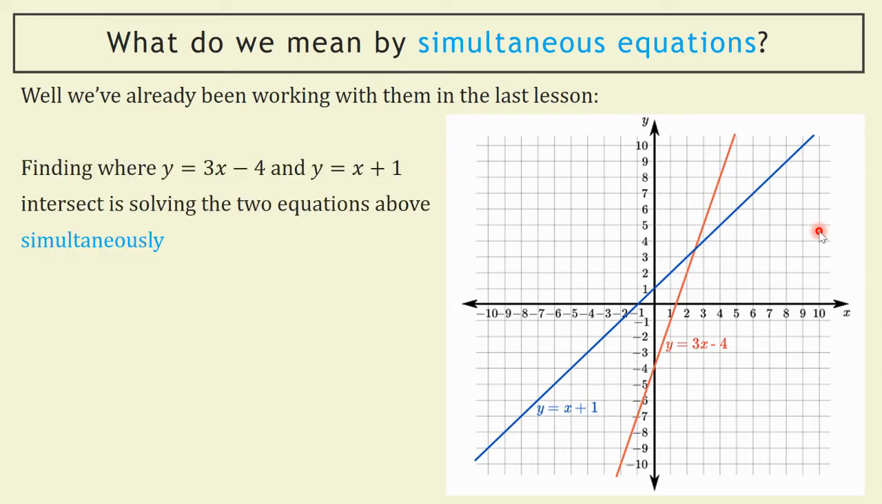So finding where those 2 lines intersect is solving those 2 equations simultaneously. Simultaneous just means at the same time. So we're looking at where this equation, y equals x plus 1, and where this equation, y equals x plus 3, are simultaneously satisfied, are simultaneously true, and it's the point of intersection. That's all it is. And we did that little bit by algebra. That's what you were doing last time by writing 3x minus 4 is equal to x plus 1.